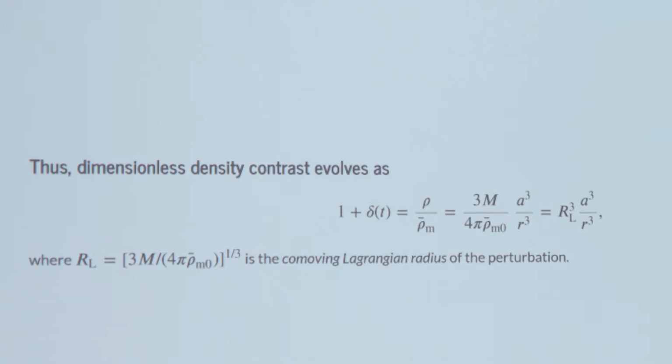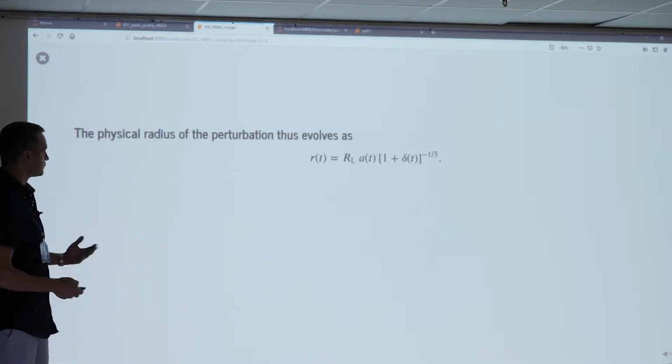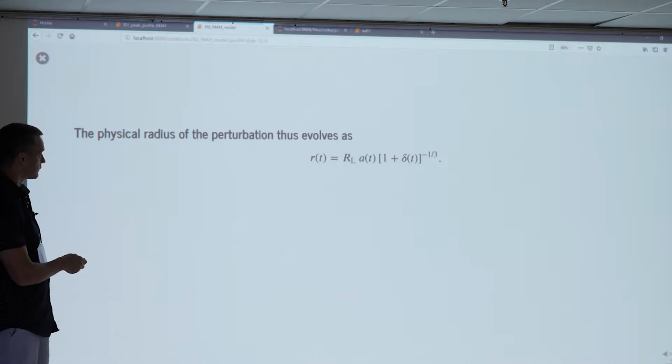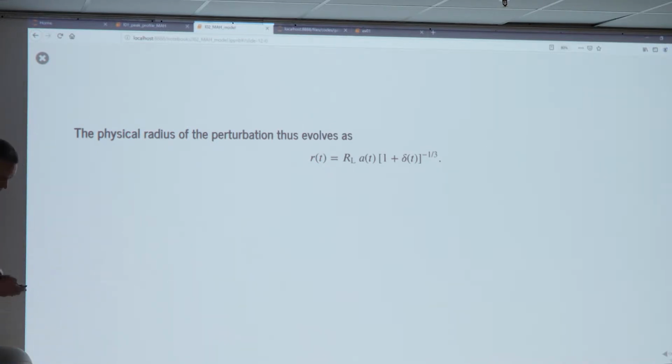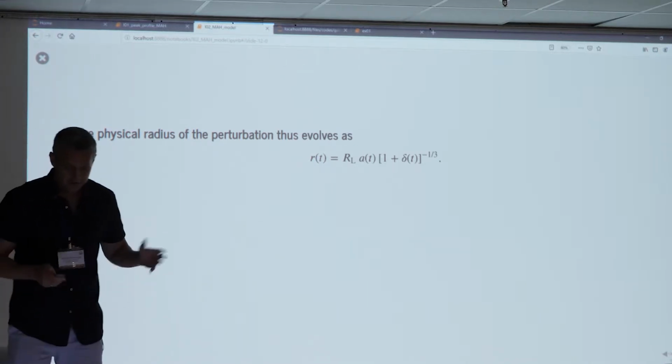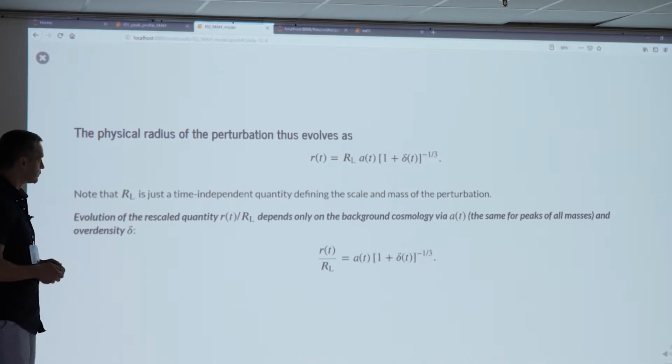Clear? Okay, so this is the equation for delta as a function of t. Let me rewrite it as the equation for radius. It's the same equation, just rearranged. This is radius as a function of t, with this quantity the Lagrangian radius, this is the expansion factor, and this is 1 plus delta to the minus 1/3 power, because r came in as a cube, so delta will come in as 1/3. So we have this simple equation, which we can write for delta or for radius.